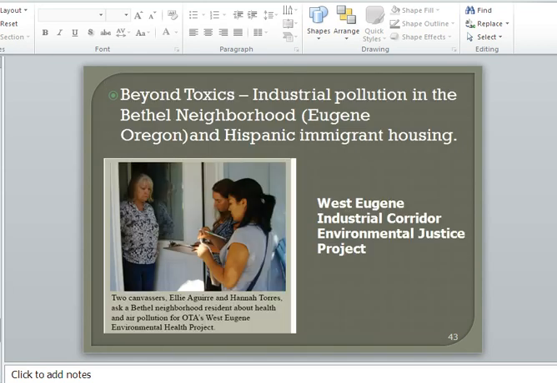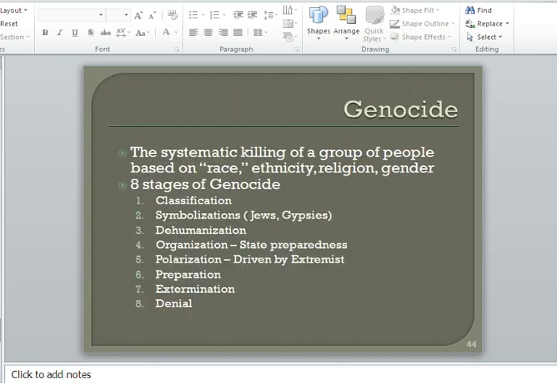Here's the Beyond Toxics map looking at the environmental justice or the environmental racism in the United States. The book also talks about the difference between involuntary migration and forced migration as a part of being a refugee and result of genocide.